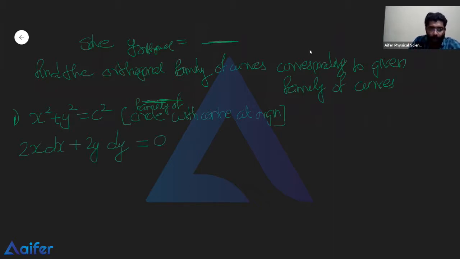So the slope of the given curve, which means the circle, is dy by dx. If you take dy by dx, what do you get? Minus x by y, right? If you bring this term here and rearrange, you get minus x by y. So this is the slope of the given curve. We are required to find the equation of the orthogonal curve.